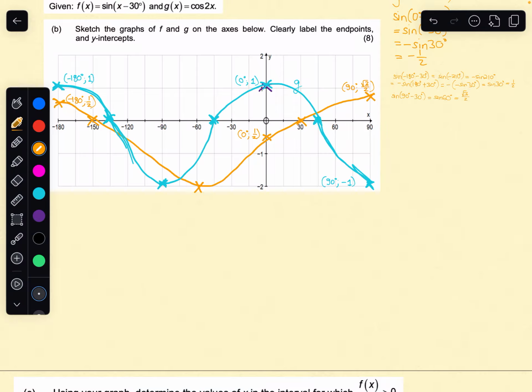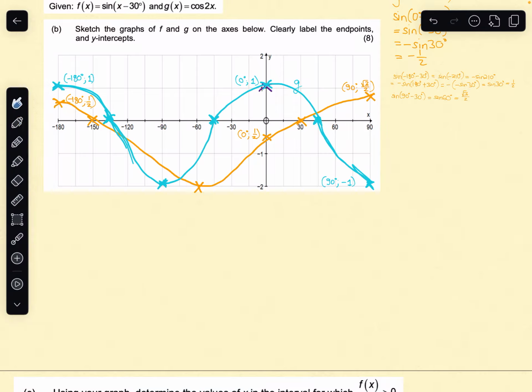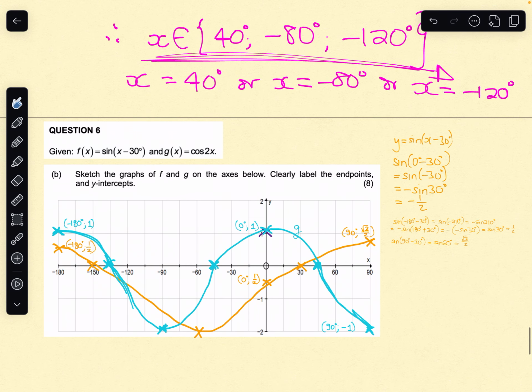Good and well. And let's just sanity check here. Oh, how inaccurate my drawing is. But here's one point of intersection, minus 120. The next point of intersection at minus 80. And then the last point of intersection at 40. So not bad, not bad. I'm slightly, moderately impressed.